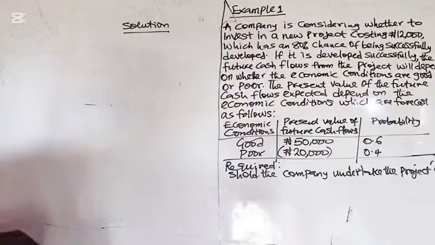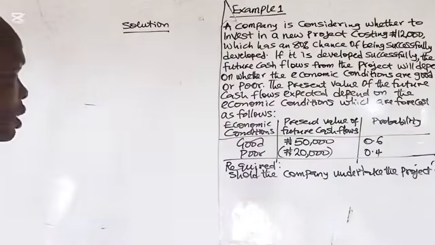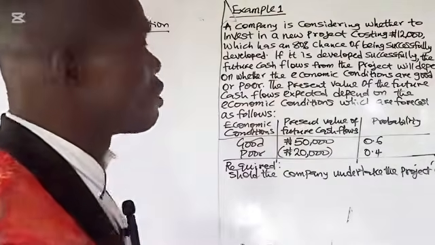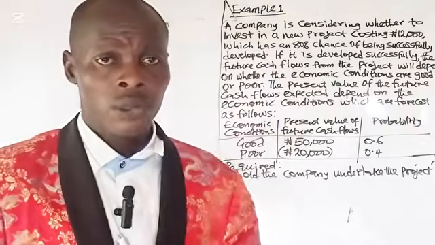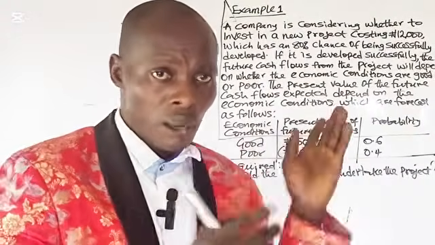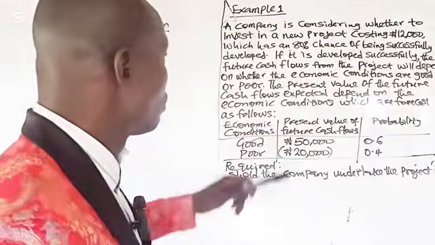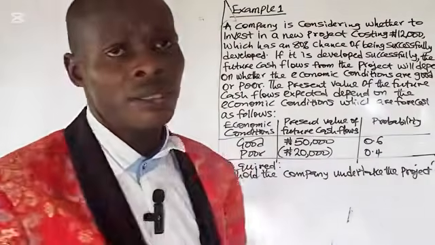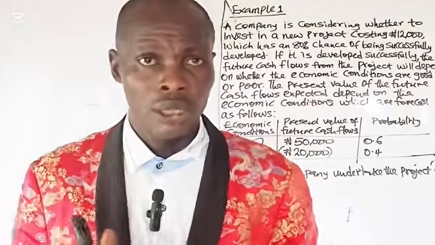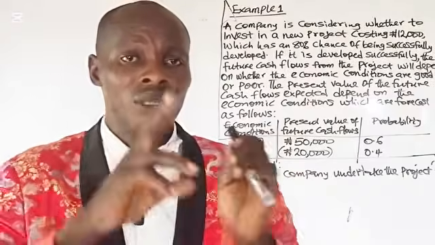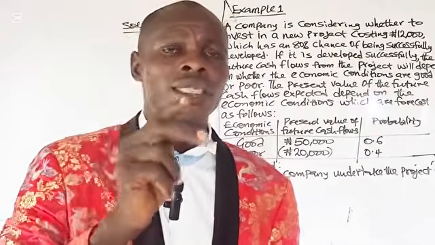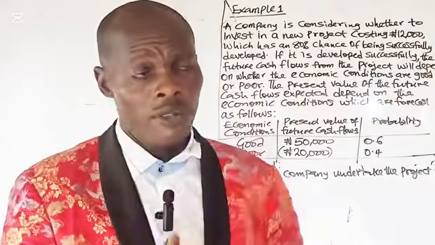The company is considering whether to invest in a project costing 12,000 naira. So this company wants to make a decision. There are two possible decisions open to this company. One could be to invest, and the second one may be not to invest in that project. So it means the company wants to decide between two possible alternatives: to invest, or not to invest.